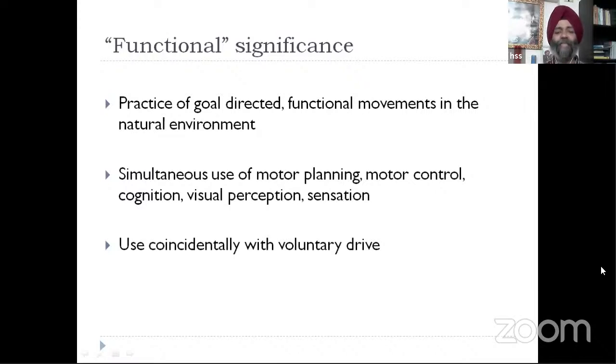So, whenever there is an intention to move, whenever a volitional effort is generated by the central nervous system, it expects a feedback, it expects an input. So, that input happens when you are using the limb in a functional manner. So it is always better that we use electrical stimulation coincidentally with the voluntary drive.